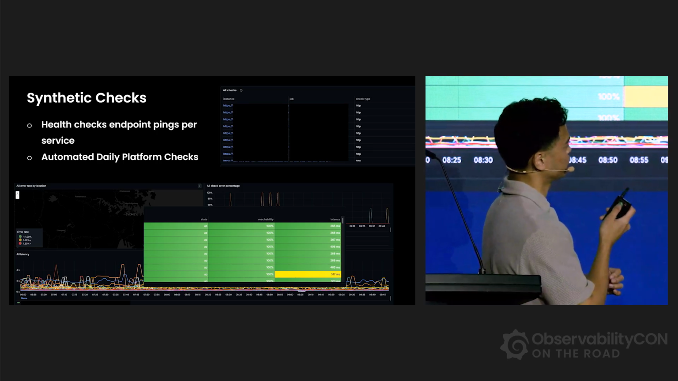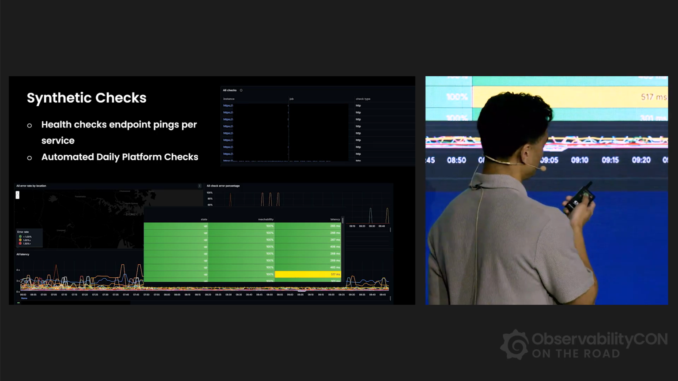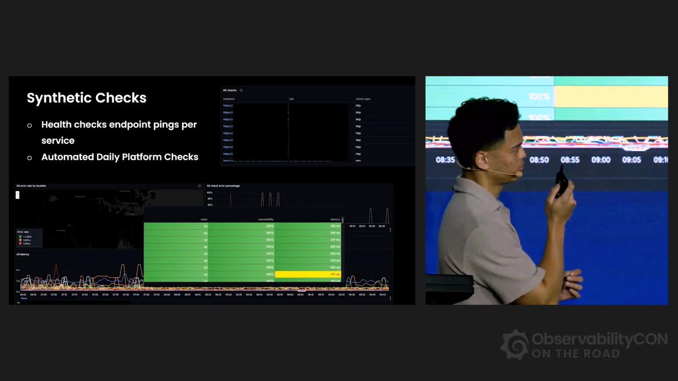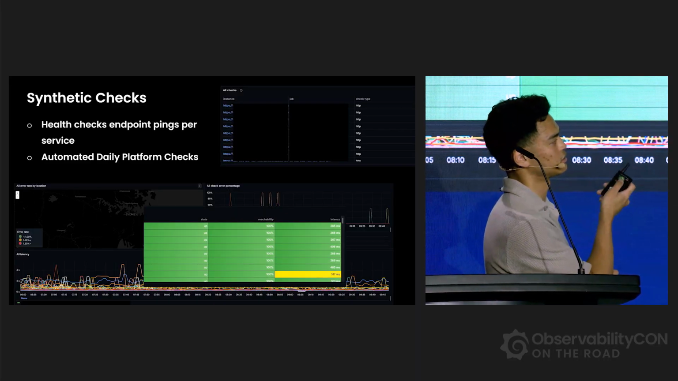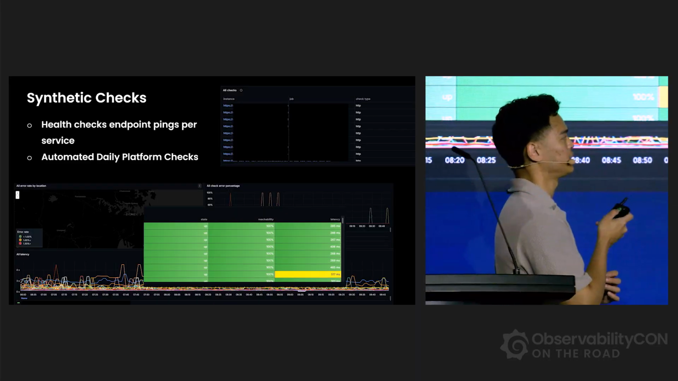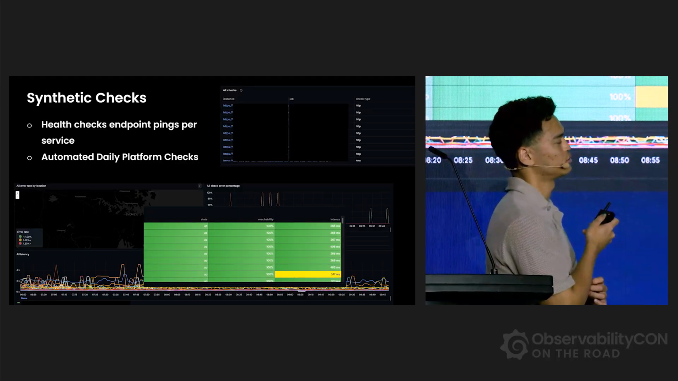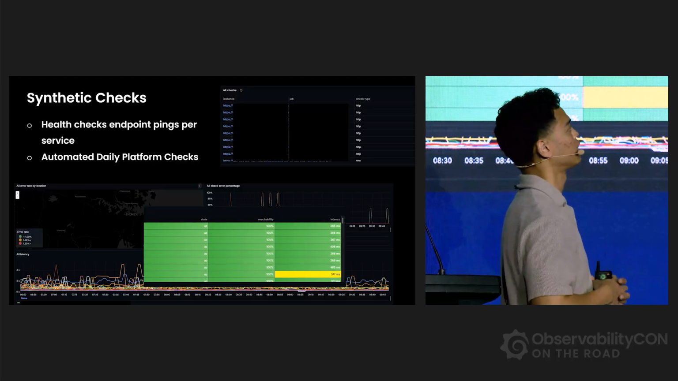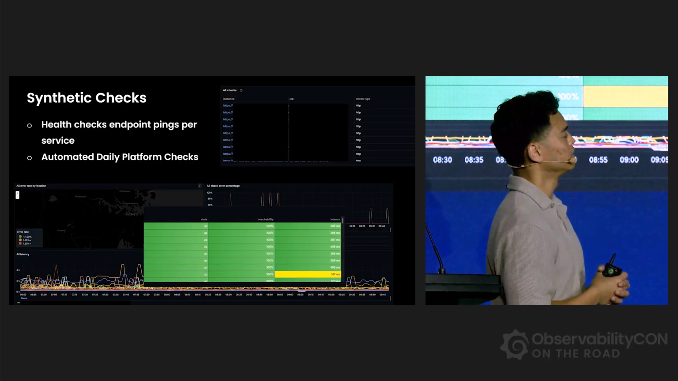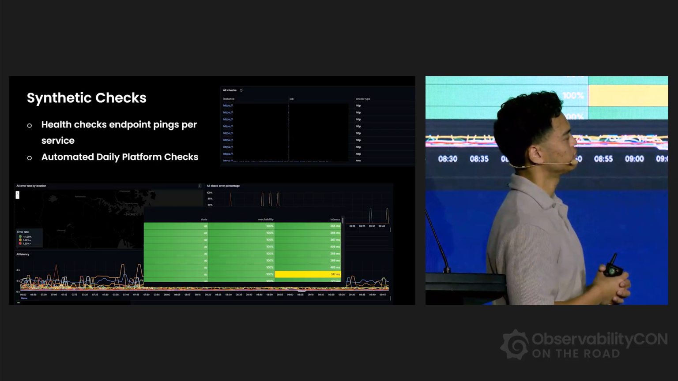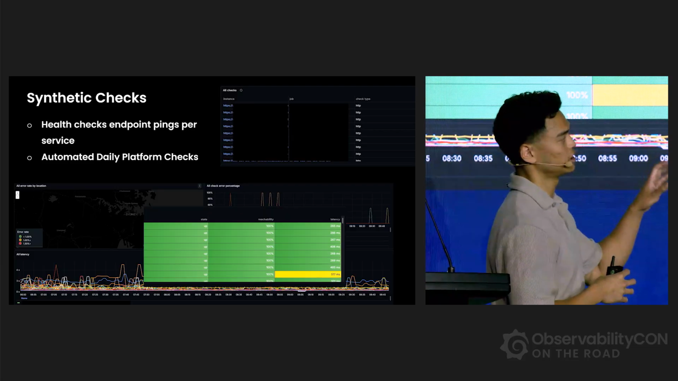Another big win for us is using the synthetic checks. Yes, we do have health check endpoints that ping to ensure our microservices are healthy. However, I just wanted to focus more on our automated daily platform checks.